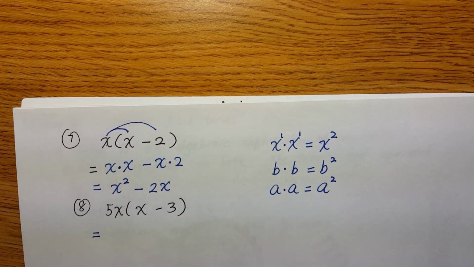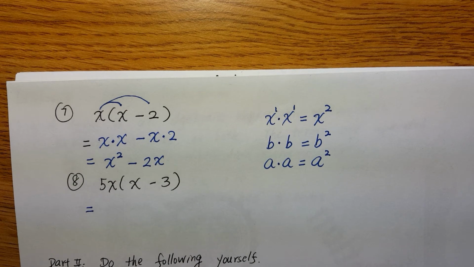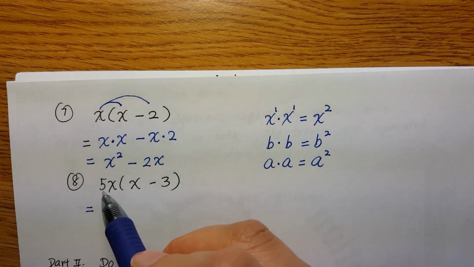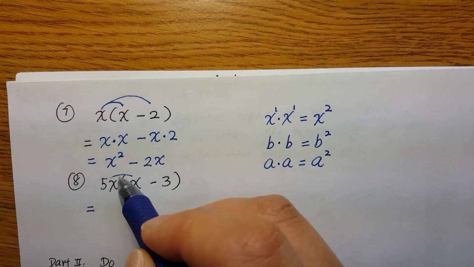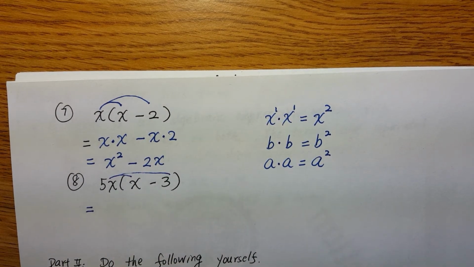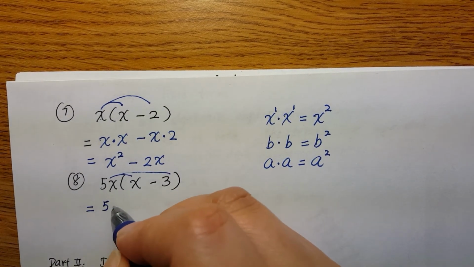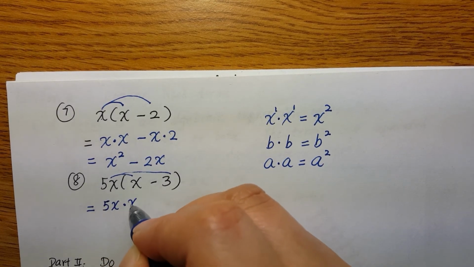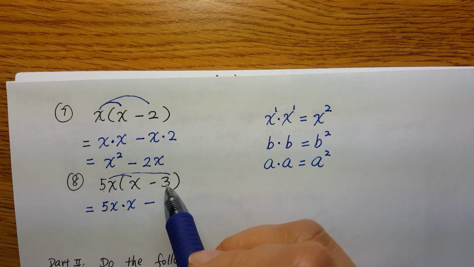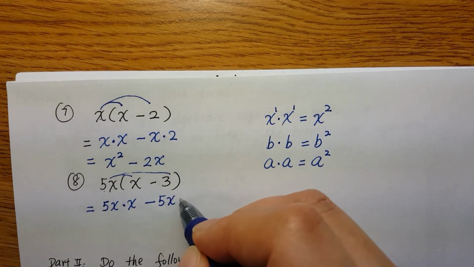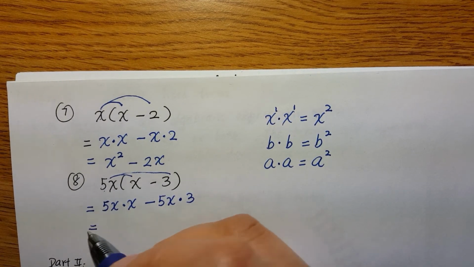Now let's go to number 8. So now we're going to have 5x times x minus 3. So now what we are going to do is use 5x times each. So we do 5x times x. In the middle is subtraction. You get 5x times 3.